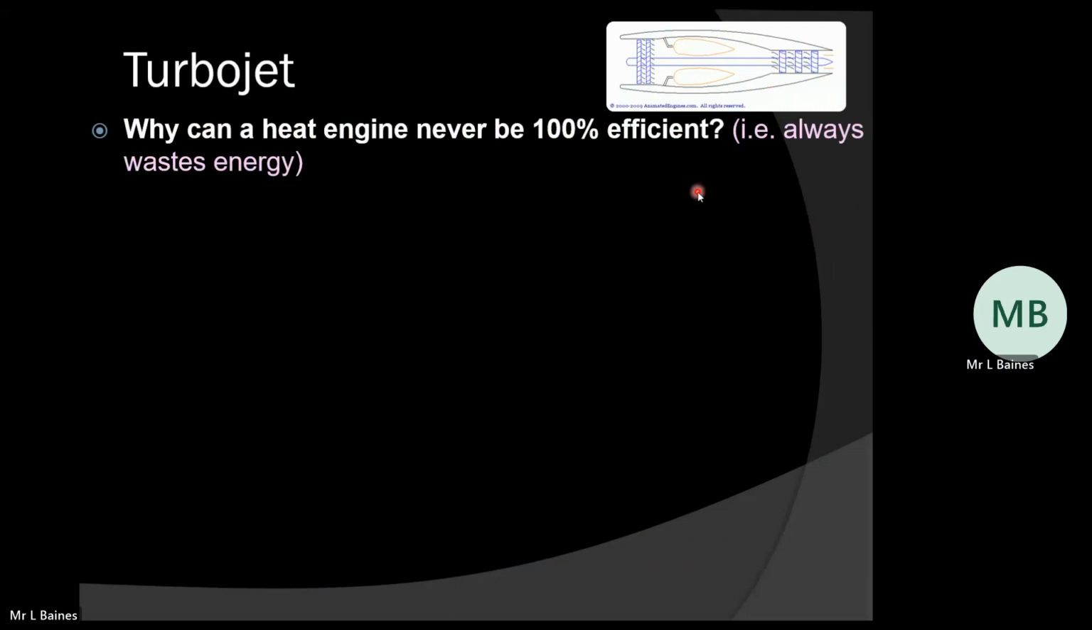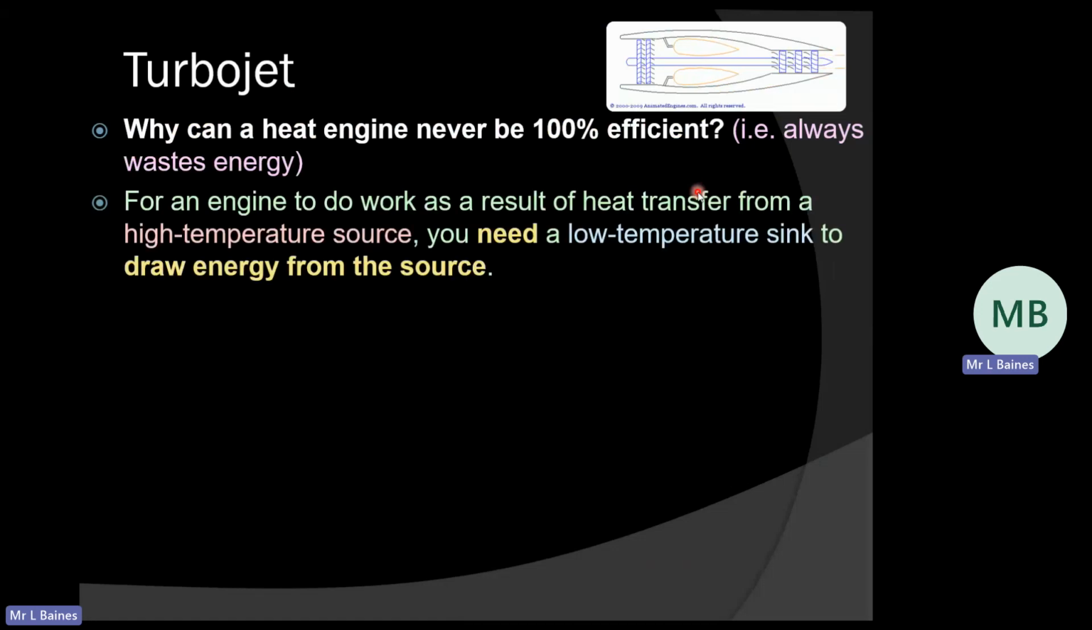Now, why can it never be 100% efficient? So let's think about this. Why is it that a heat engine can never be 100% efficient? If we are using heat transfer, we have to have a low temperature sink to move that energy out of the source. As I said a minute ago, if two things are the same temperature, we don't have a movement of energy from the high temperature to the low temperature.